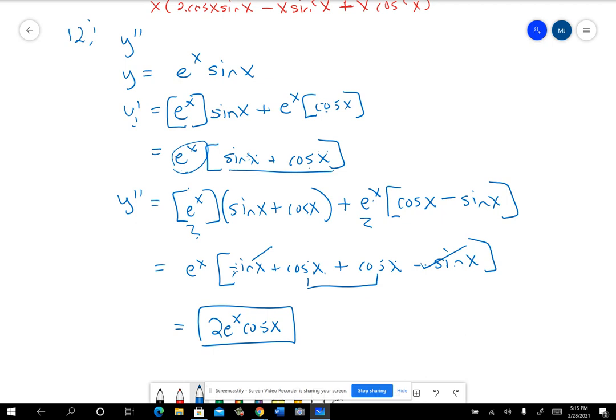So when you're doing second derivatives, you just do the first derivative and then you go at it again, okay? All right, so you're not going to find this too bad. You just have to have what the derivatives for the trig functions are. You just gotta know those.